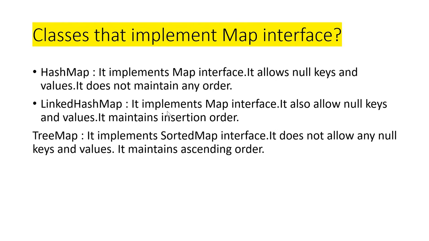Now, classes that implement the Map interface are HashMap, LinkedHashMap, TreeMap. HashMap implements the Map interface. It allows null keys and values, but it does not maintain any order. LinkedHashMap also implements the Map interface, and it allows null key and value. It maintains the insertion order of the objects. TreeMap implements the SortedMap interface, but it does not allow any null key. It maintains ascending order of the objects.